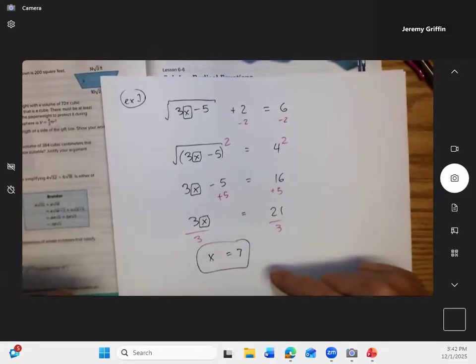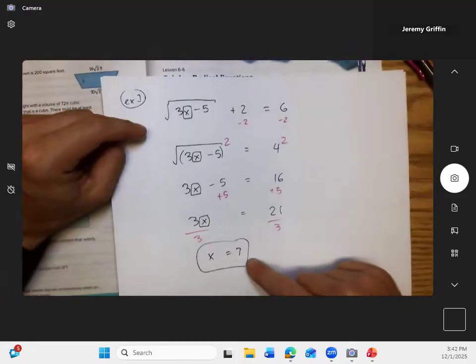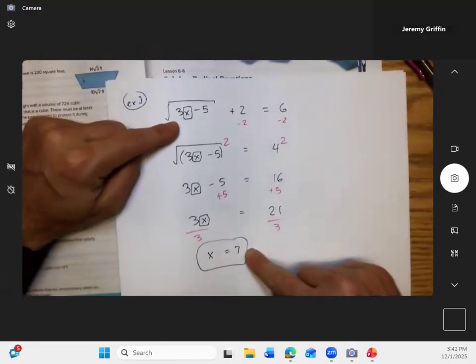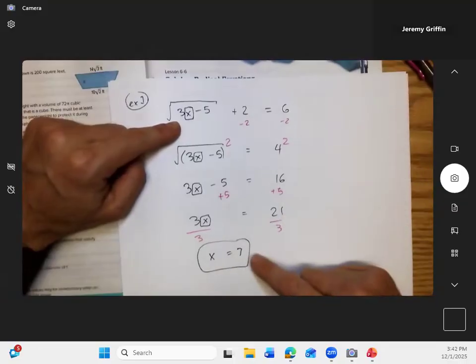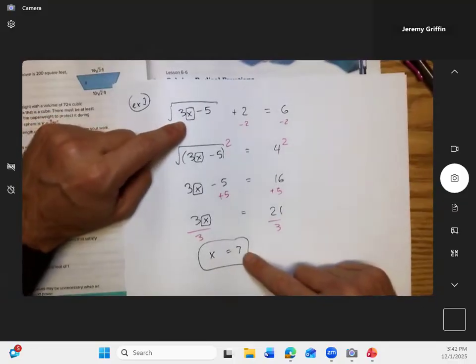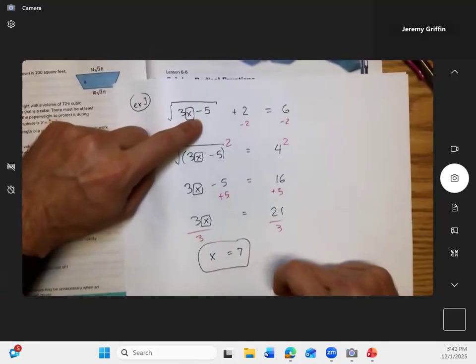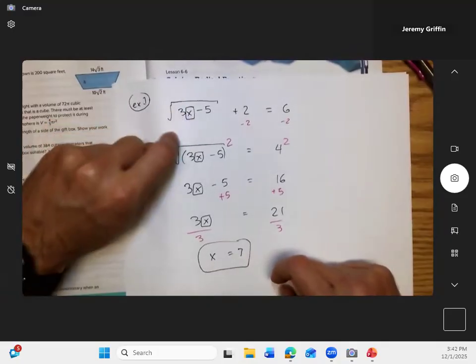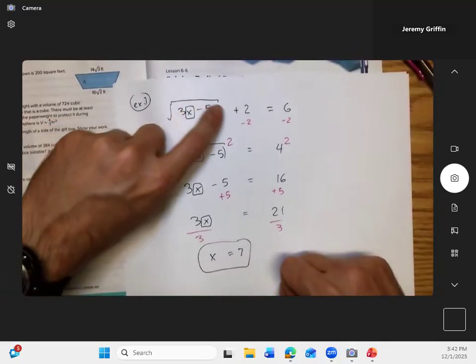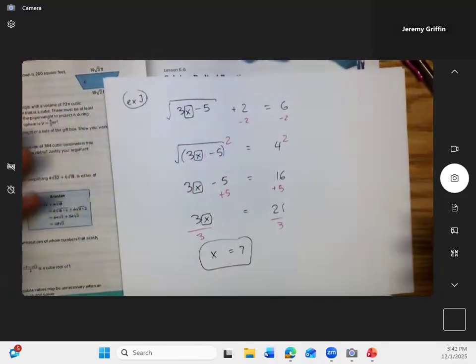And you can always check your answer, in case I made a mistake along the way. Take your answer, 7, plug it back into the original statement, and see if it makes a true statement. If I plug 7 in here, 7 times 3 is 21, minus 5 is 16. The square root of 16 is 4, so this whole thing is 4. 4 plus 2 is 6. That totally works. Let's keep chugging along.